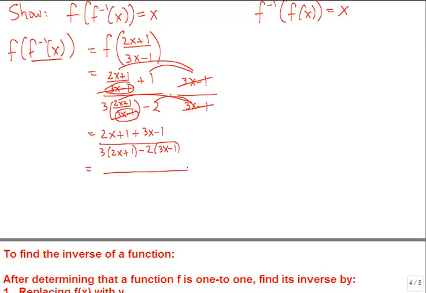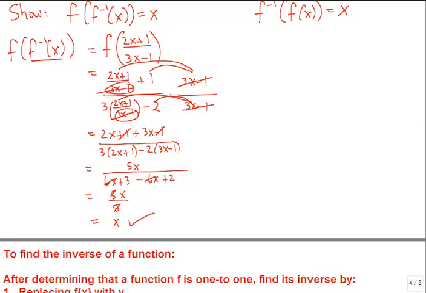So let's go ahead and clean up the numerator a little bit. You can see that the 1's are going to cancel, and 2x plus 3x is 5x. On the bottom, when I distribute, I get 6x plus 3 minus 6x plus 2. So the 6x's cancel, and we get 5x over 5. The 5's cancel, and hey, we got our x back. So no matter what input we started with, when we compose f with f inverse, we always get that same x right back again. So that's what we were trying to prove.